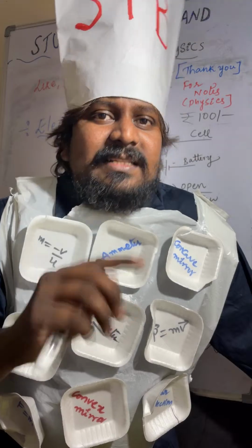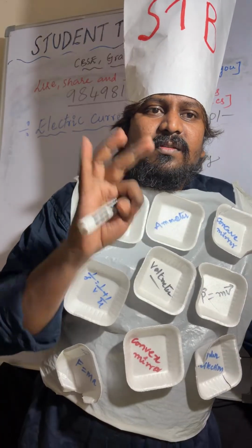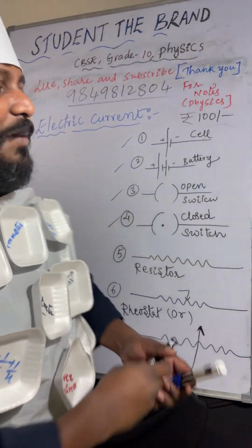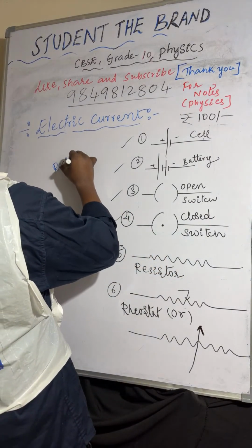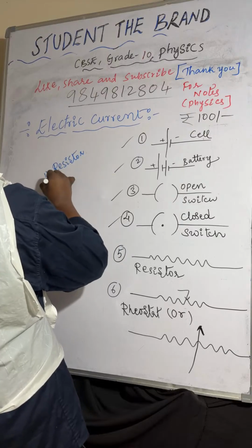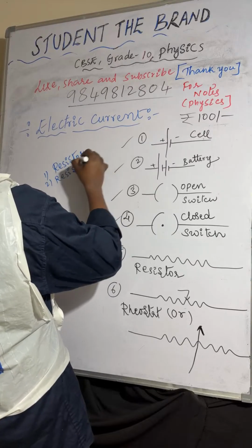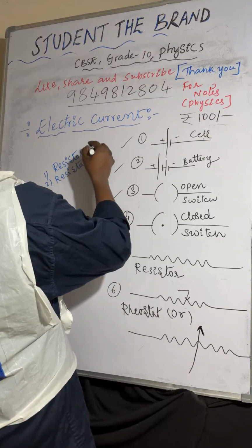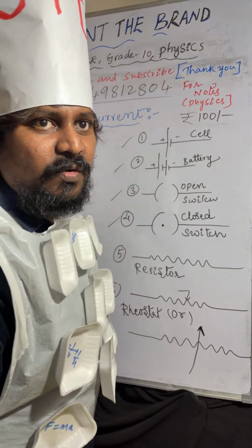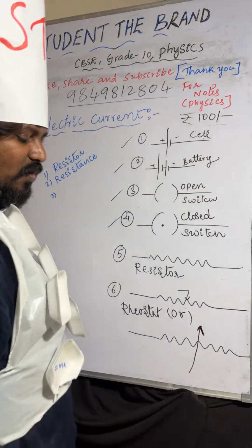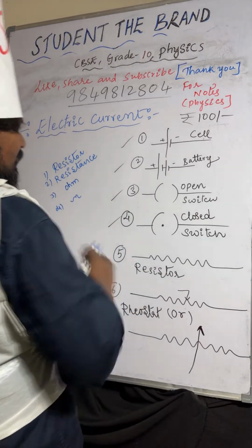Regarding resistance, there are 3 points, very, very important. Point number 1, resistor. Second one, resistance. Third, SI unit of resistance is ohm. And fourth one is symbol for resistance.